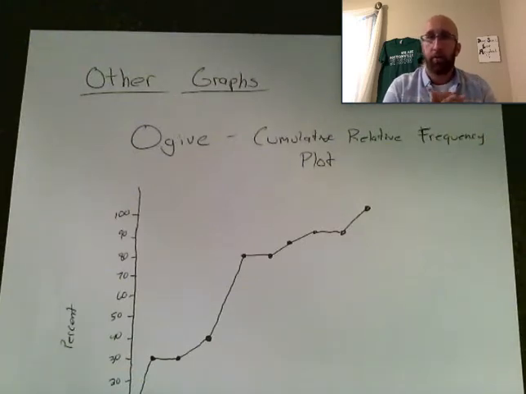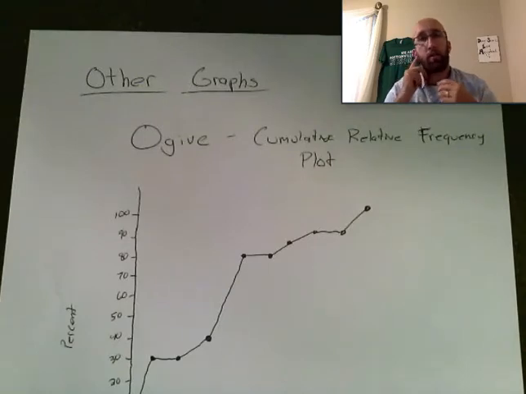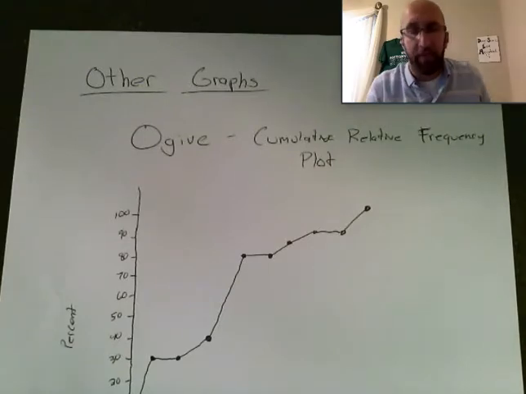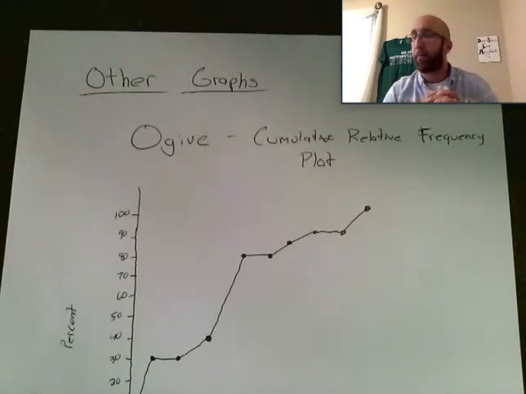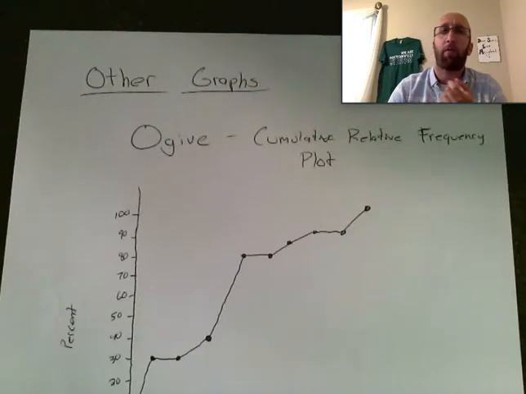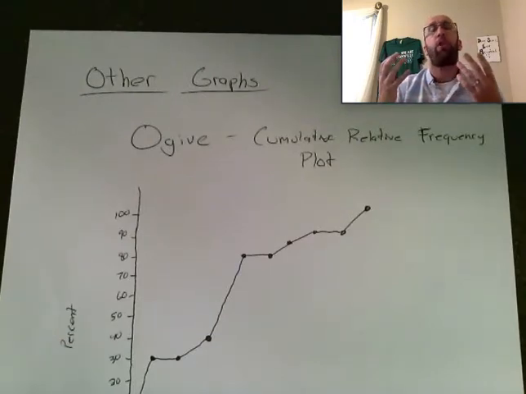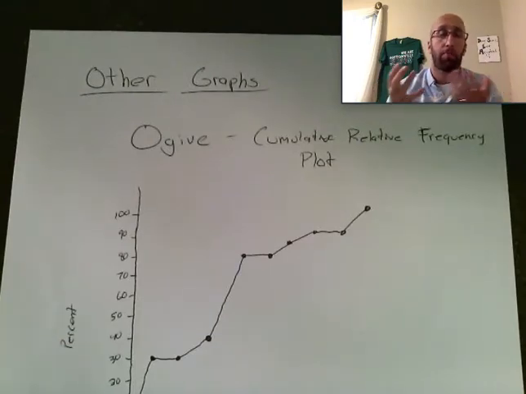Hey everybody! So what I want to talk about in this video is some other types of graphs out there. In my video series I've talked about stem and leaf plots, histograms, dot plots, box and whisker plots. I just want to talk about one of the other types of graphs out there that you could run into that are still super important to know how to read, and the important features of them.